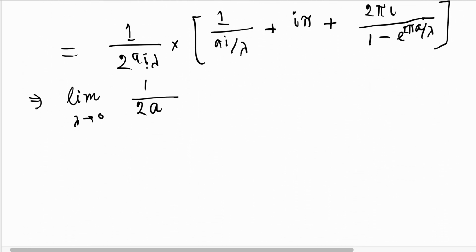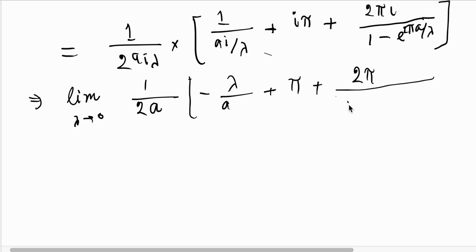If I multiply lambda here and take the i inside, this will be minus a by lambda. Or you can write lambda in the up, so this is basically nothing but lambda by a plus i pi plus 2 pi i, which cancel actually, so i is not there, it should be all real, 2 pi a by lambda.